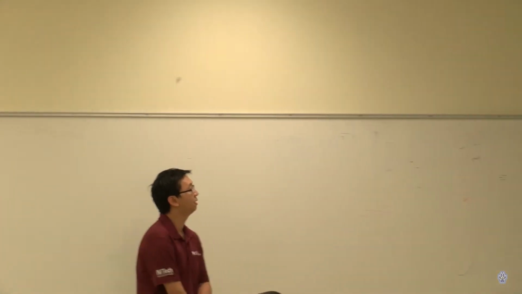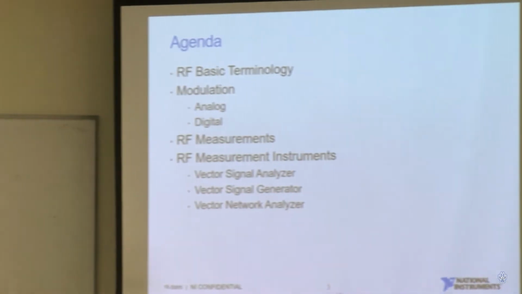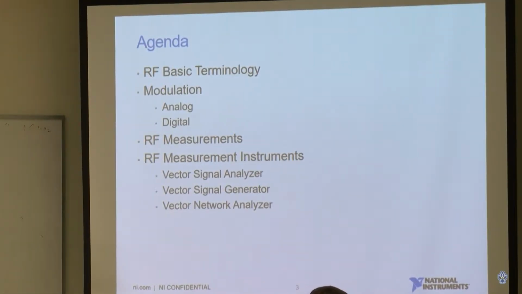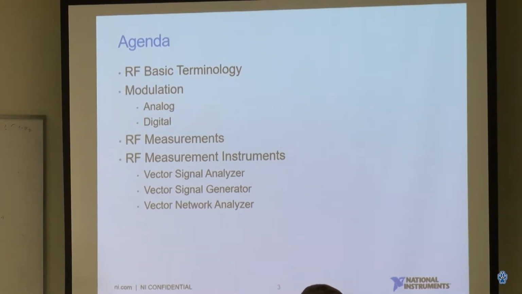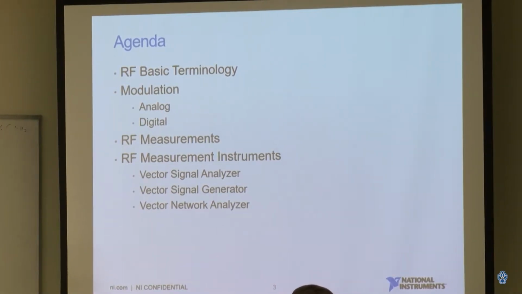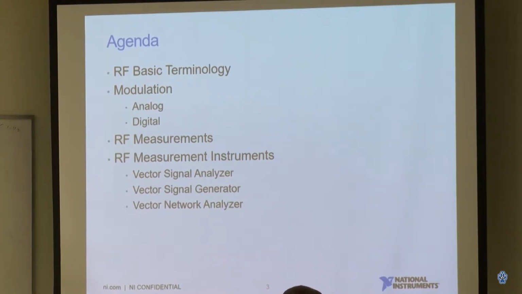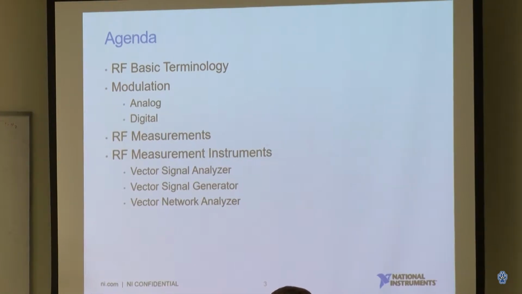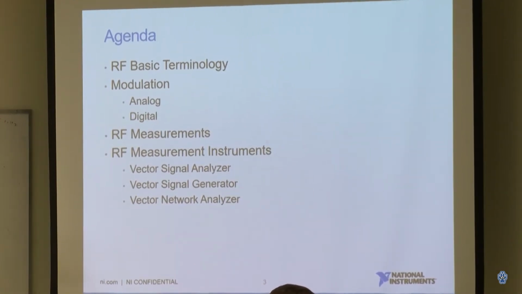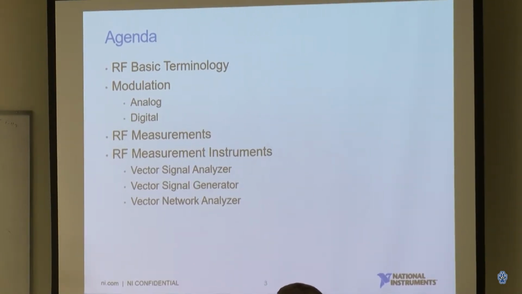So today, let's go over the agenda. I will go over some of the RF basic terminology, and then I'll talk about some of the modulation in analog and digital, and then go through some of the basic RF measurements. At the end I'll go over some of the traditional and general RF measurement instruments like a vector signal analyzer, generator, and network analyzer, VNA.